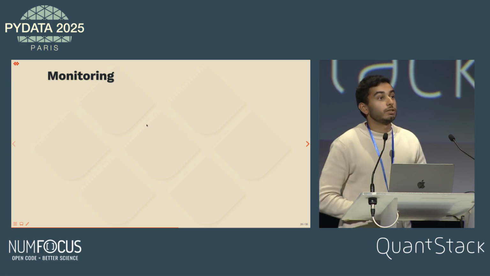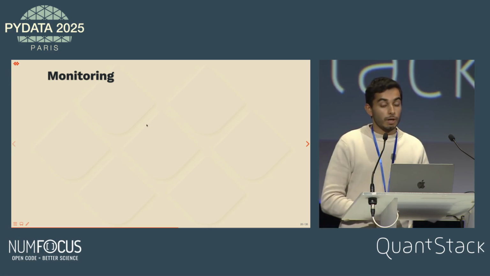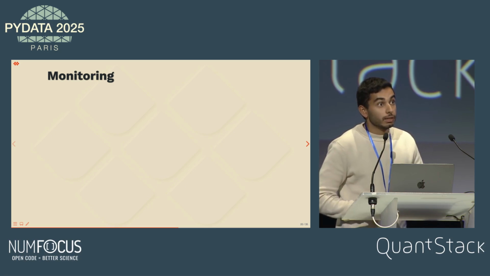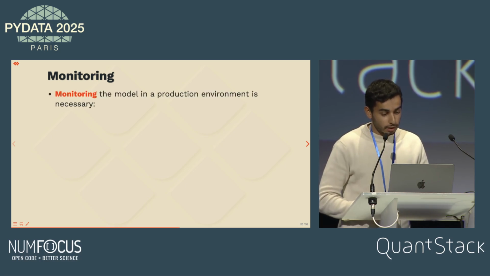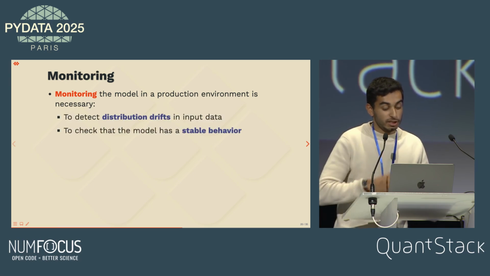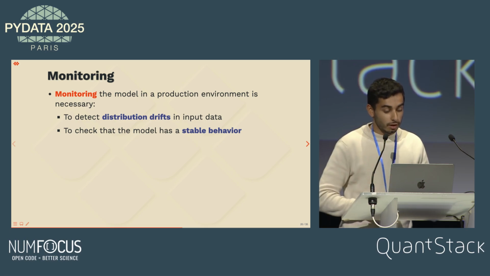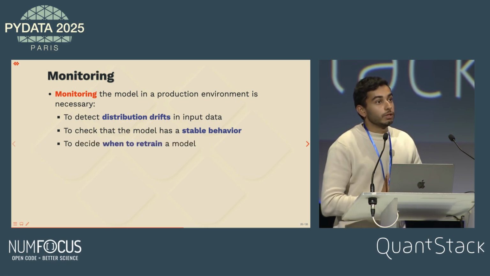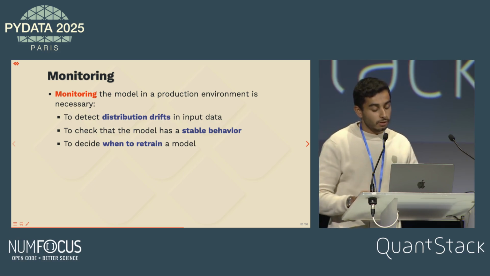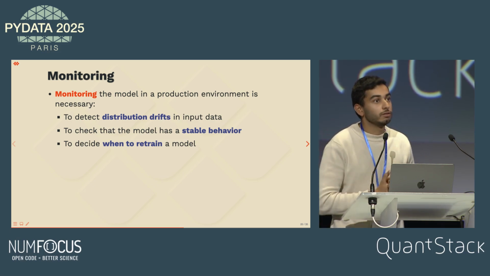And to monitor, which is one critical step in the MLOps pipeline at the end of the pipeline, you have to monitor your model once it's deployed, to detect distribution shift, to check if the model has a stable behavior, or to decide when to retrain a model. So it's absolutely key at the end of the pipeline to monitor how your model fares in production.